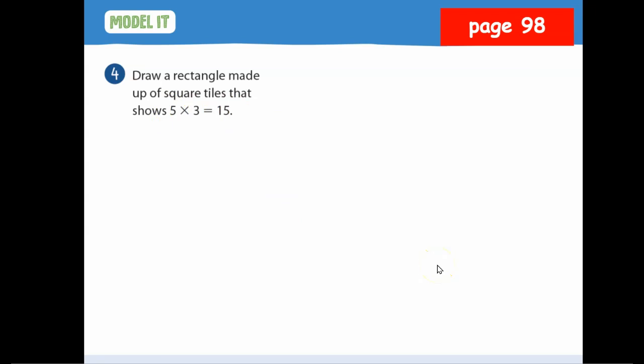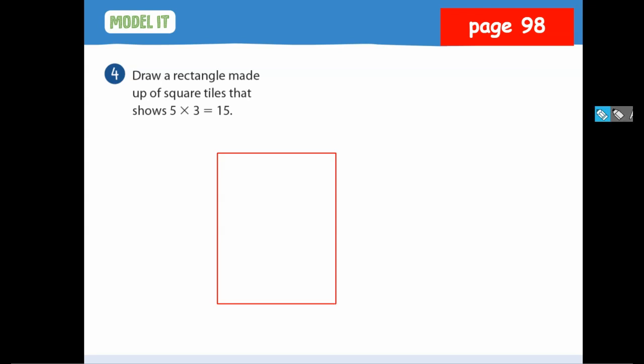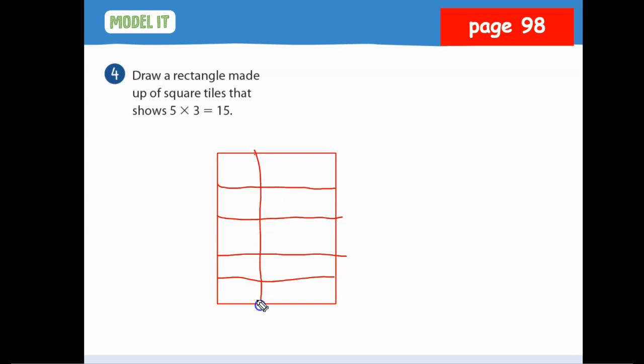All right, guys. It says draw a rectangle. Well, let's see. Isn't that a rectangle? Yes. How many rows do I need? 5. 1, 2, 3, 4, and that makes 5. How many columns do I need? 3. So if I need to make 3 columns, I just need to use 2 lines. Look, 1, 2, because that makes 3 columns, right?